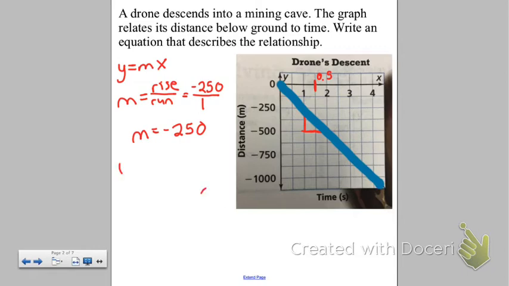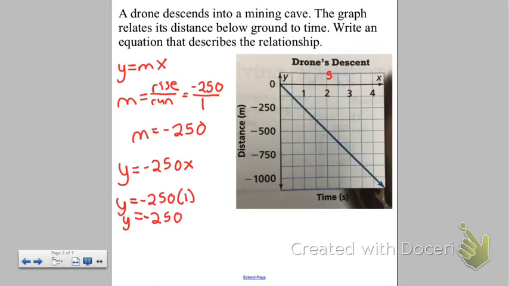So the equation of my line would be y equals negative 250x. And the reason why this equation works is if I substitute in 1 for the x, I get that y equals negative 250. And if I look at my graph again, when I'm at 1 for the x, I'm at negative 250 for the y.